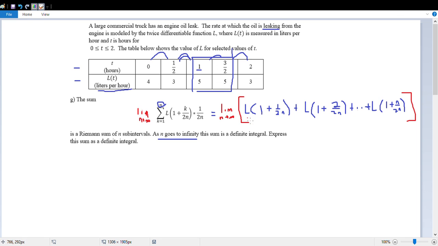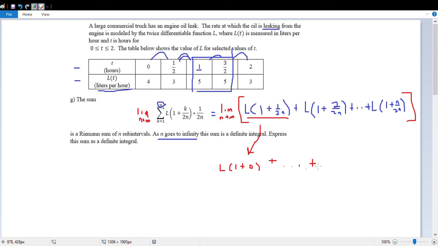Let's take the limit of the first term. If I let n go to infinity, I get 1 plus 1 over infinity. We know that 1 over an infinitely large number is basically 0. So this term here is L of 1 plus 0. Then we're going to add some other y values, a bunch of other stuff, and then we're going to get to this last term.